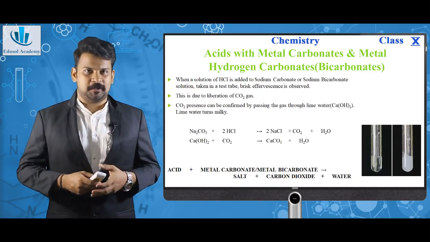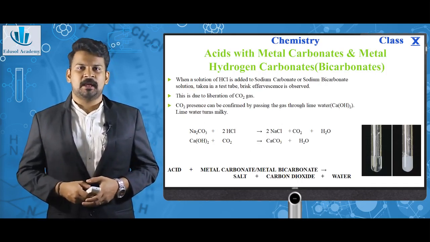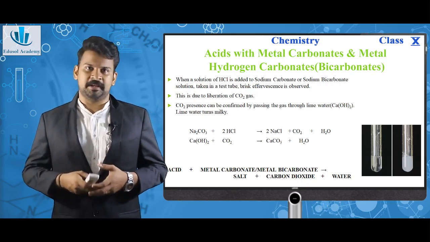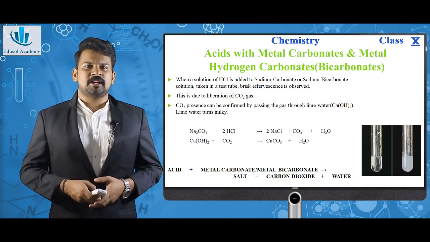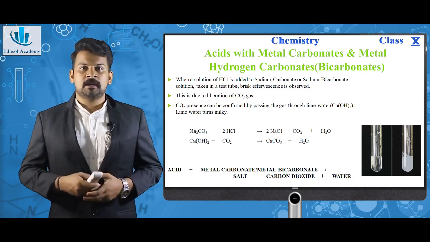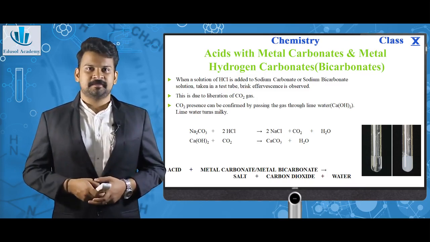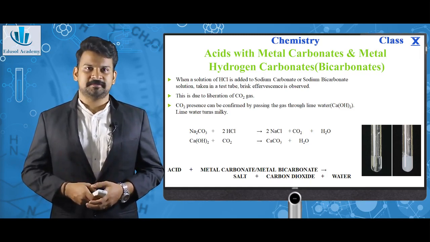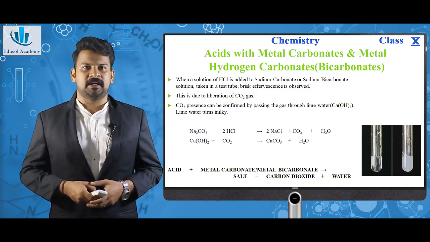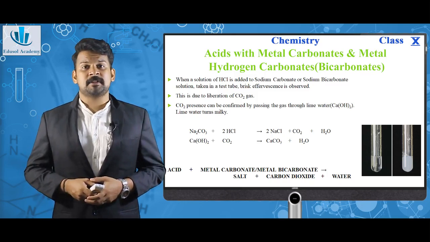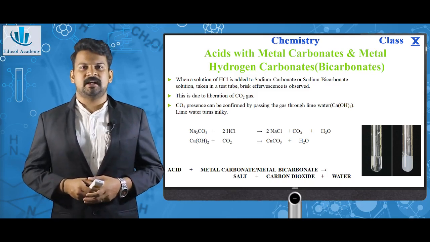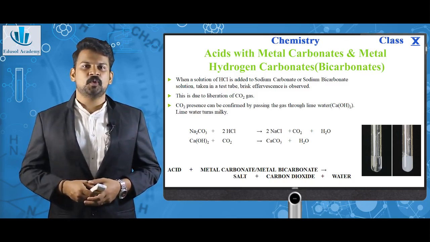Next, another broad classification. How do acids react with metal carbonates and metal hydrogen carbonates? Metal hydrogen carbonates are also called bicarbonates. Here the general reaction is acid plus metal carbonate or metal hydrogen carbonate gives salt plus carbon dioxide plus water. Here there are three byproducts. When a solution of HCl is added to sodium carbonate or sodium bicarbonate taken in a test tube, brisk effervescence is observed. A brisk effervescence is the detection of carbon dioxide in a particular reaction. This is due to liberation of CO2.